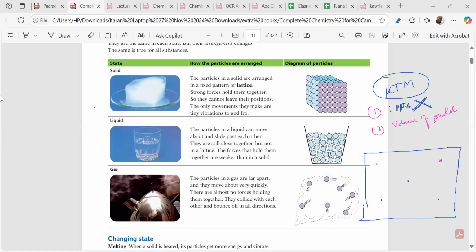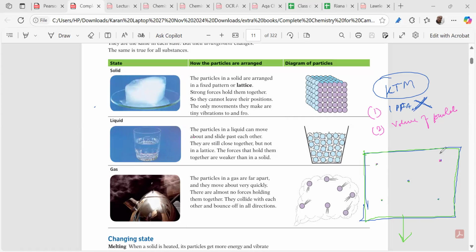What's the volume of the gas? This is the total volume of the gas, and this is the volume of the particles of the gas. Is it clear to you?